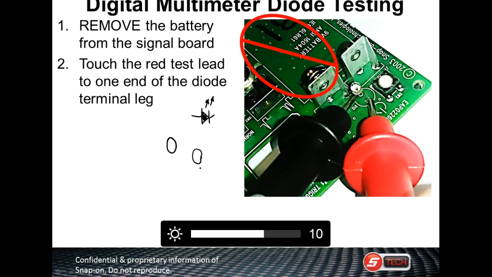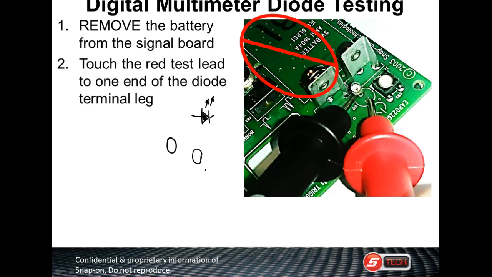Now, some meters will not check an LED because the VF on an LED is about 2 volts, and on the diode scale some meters won't put out that much voltage. This one right here will, and you can probably see the LED light up when we do it with this meter. Let me see if my meter will do it.